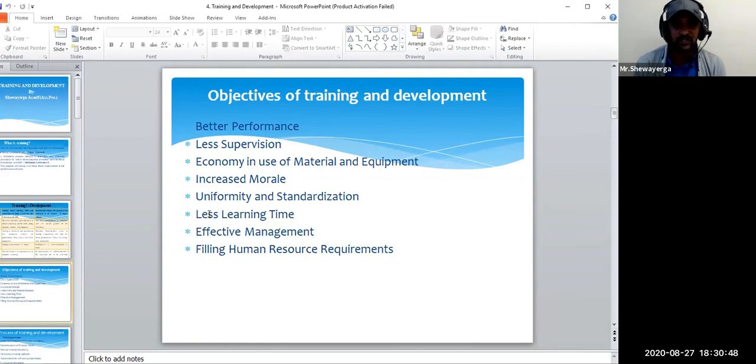Which is an objective of training and development. Another one is increased moral. What is moral? What is the similarity or difference between moral, mood, motivation, and attitude? Moral. What is moral? To increase the moral, what does it mean? What is increase moral? What does it mean?